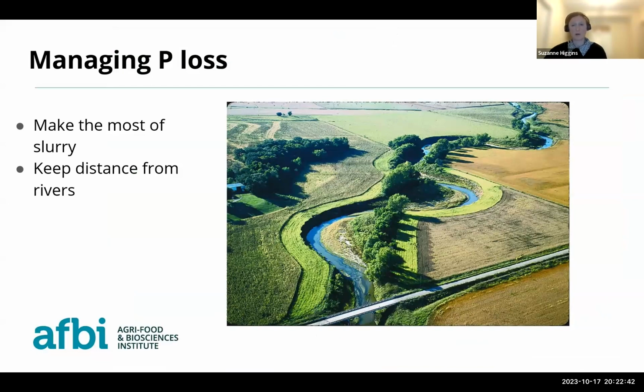We're doing a lot of work in AFBI on buffer strips, planting trees beside rivers, and this will intercept any runoff from fields and soak it up before it gets into the river. So on farms, things like scrub or a riparian strip beside a river is a good idea. Also, have fencing at the bottom of a field if you have a river running, just to keep cattle out of the rivers. That'll all reduce any chance of phosphorus getting into rivers. So that's a priority with phosphorus.